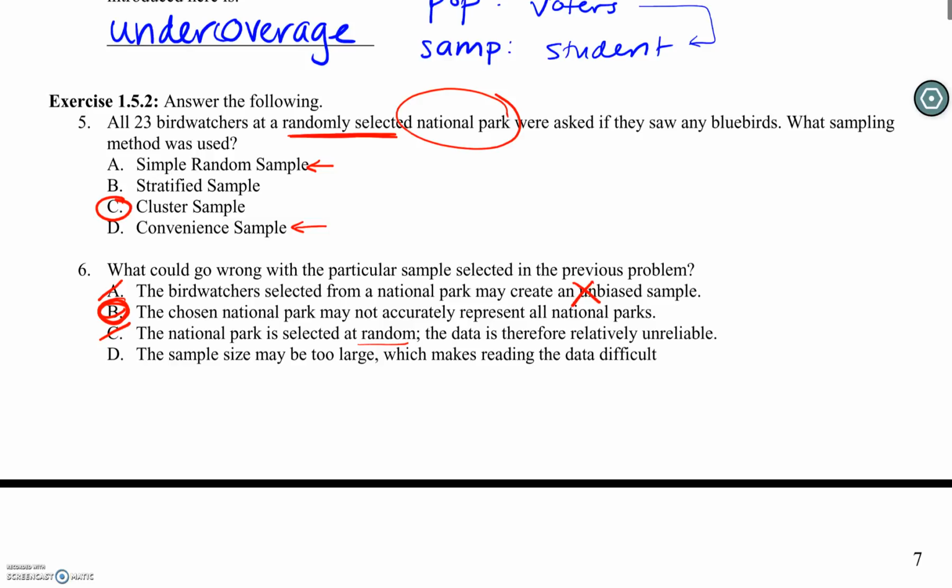And D, the sample size may be too large, which makes reading the data difficult. No, we're in the day and age of big data. And 23 is not big data. And even if it were a large number, it would not be a problem. So I'm going to end this video and do one last one, and we'll finally be done with part 1.